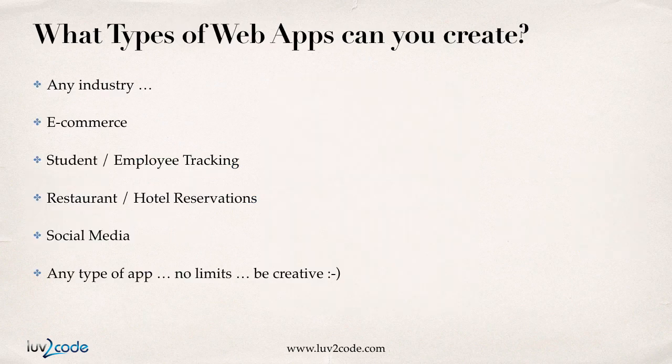All right, so here's another frequently asked question. What types of apps can we create? Well, I always like to say that you can create apps for any industry. You can build e-commerce apps. You could build maybe a student or employee tracking application. You could build a hotel or restaurant reservation app or a social media app like Twitter or Facebook. Really any type of app, there's no limit on the apps you can create.